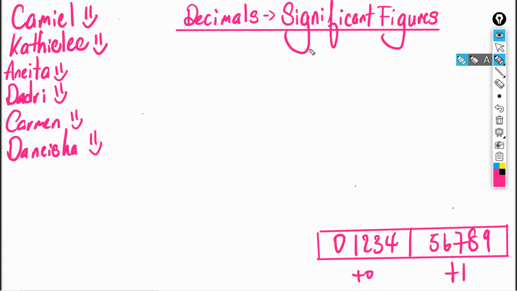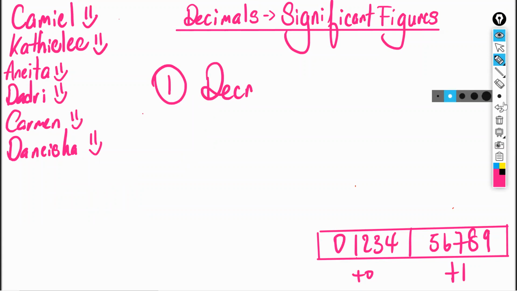And I want to talk about the two topics again. We're going to go over it one more time. So the first one is decimal places, right? Decimal places. Sir, yeah, go ahead.